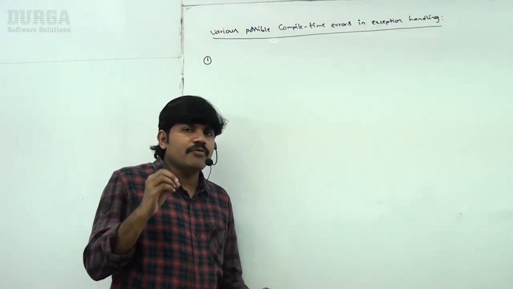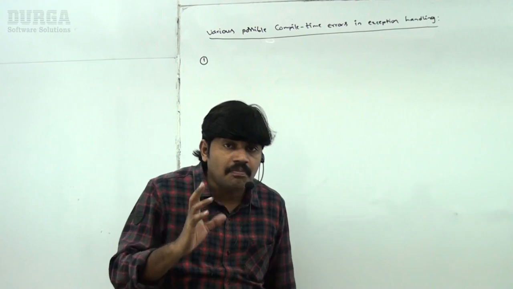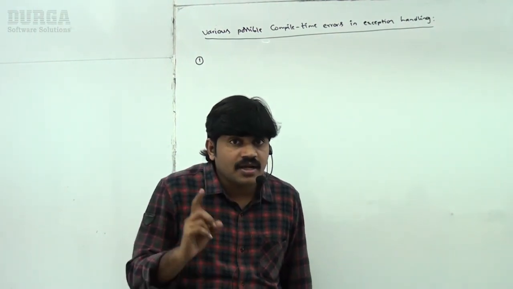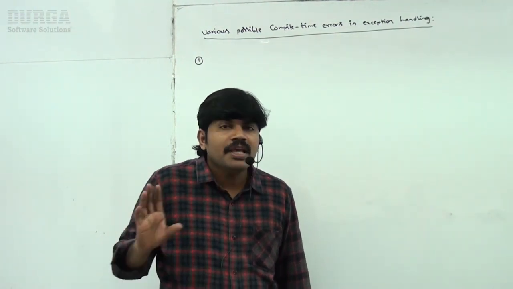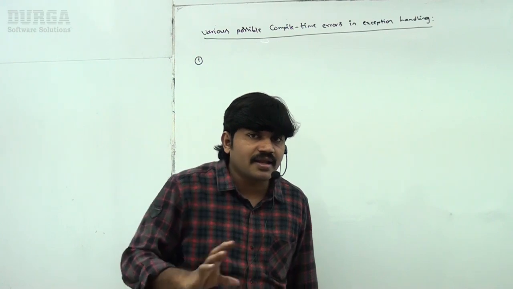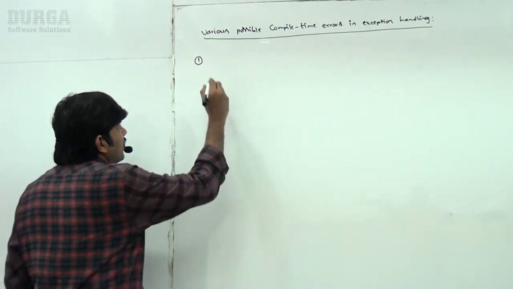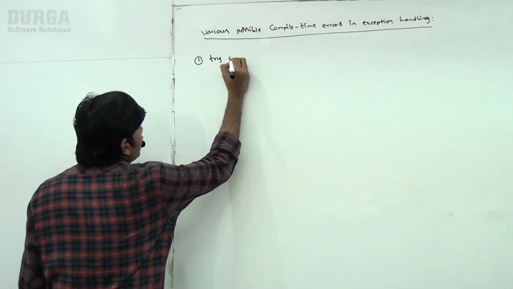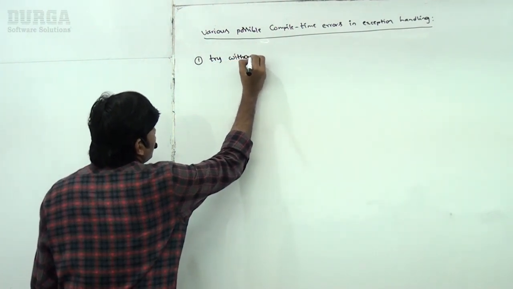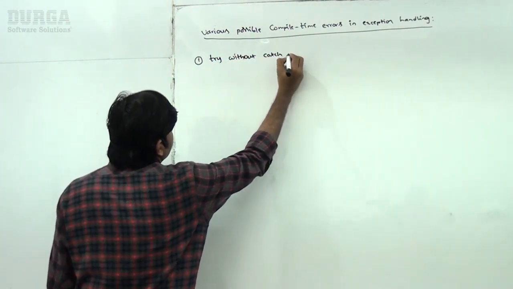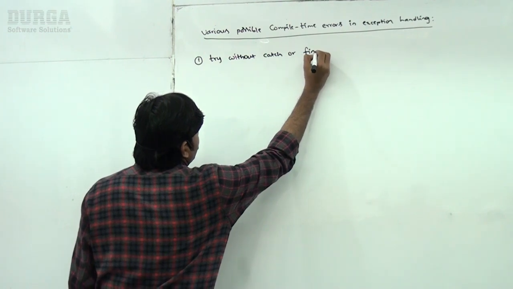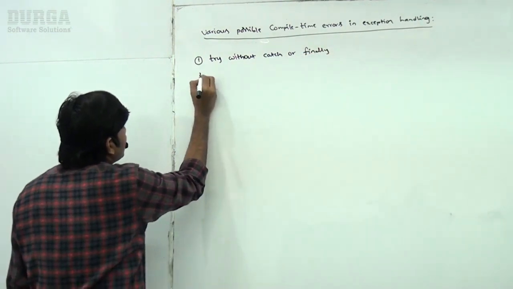Whenever we are writing a try block, compulsorily either a catch block or a finally block we have to write. By mistake, if you are not writing either catch or finally, immediately we will get a compile-time error. What is that compile-time error, sir? Try without catch or finally.